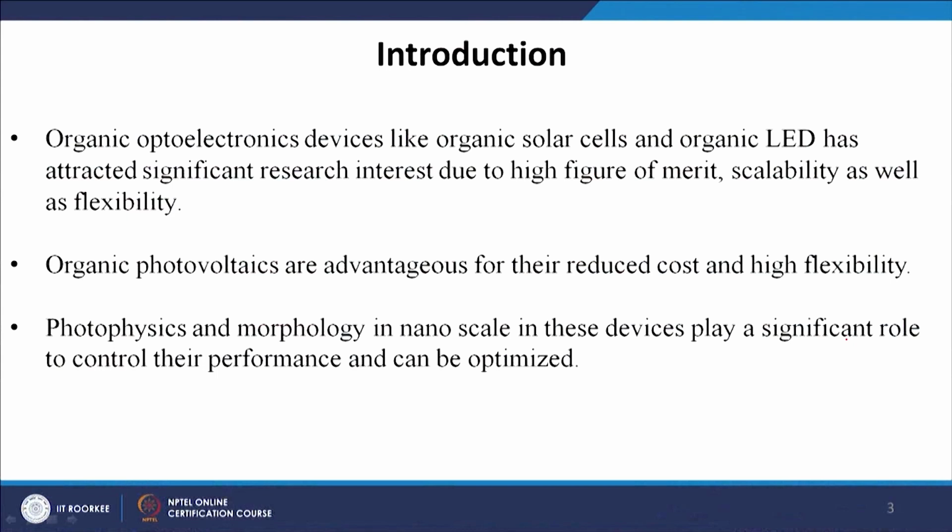Now, organic optoelectronic devices like organic solar cells and organic LEDs have attracted significant research interest due to high figure of merit, scalability as well as flexibility. Now, this flexibility is one of the major issues with inorganic optoelectronic devices. Let us say I wanted to make a solar cell which I can paint or which I can fix on top of my college bag. That is not possible with a silicon based solar cell, because the substrate is not flexible, it is rigid.